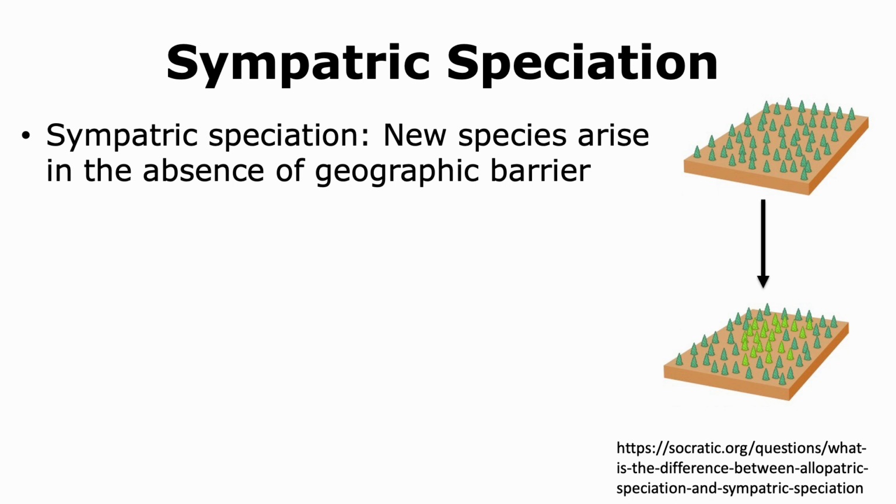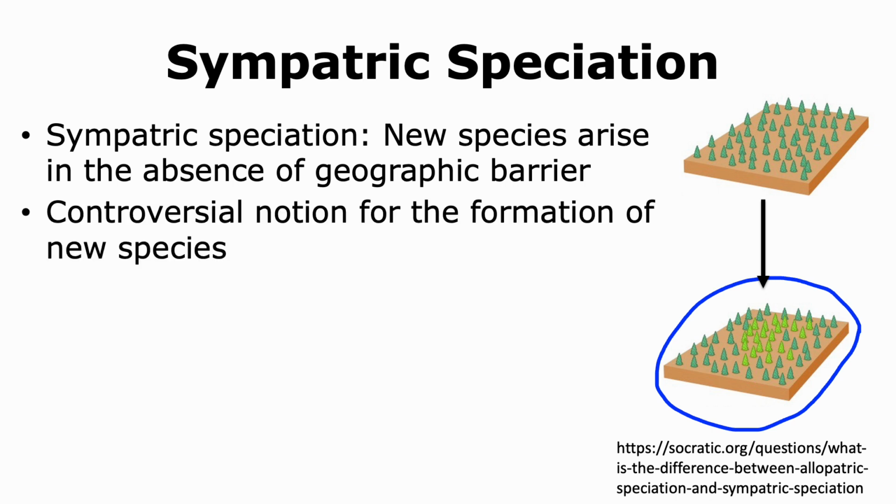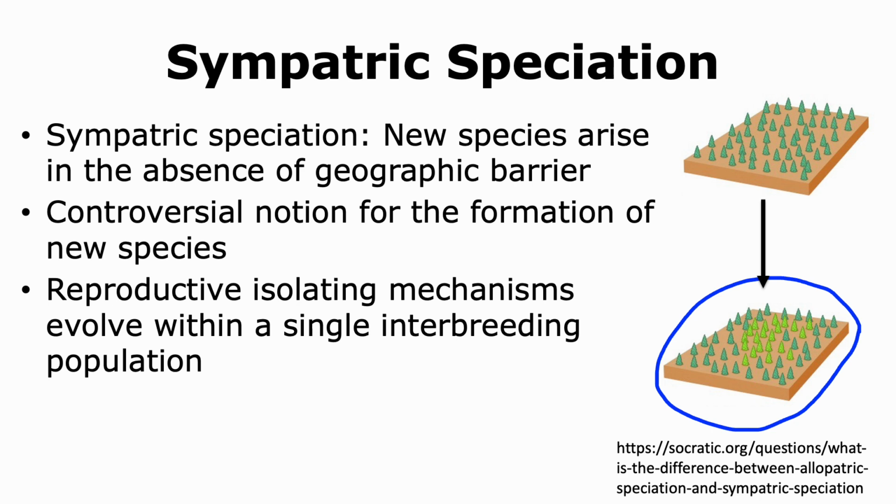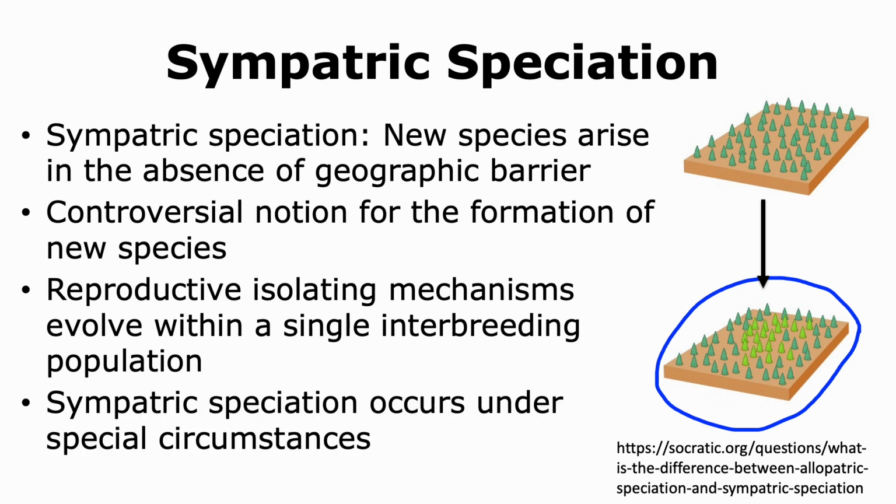Another way by which species can be formed is through the process of sympatric speciation. In this case, new species arise from a population in the absence of a geographical barrier. Sympatric speciation has been controversial among different scientists. In the case of sympatric speciation, reproductive isolating mechanisms evolve within a single interbreeding population. Since this is a special case by which species can occur, it is thought that there have to be special circumstances that allow sympatric speciation to occur.